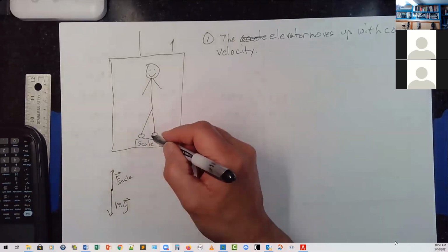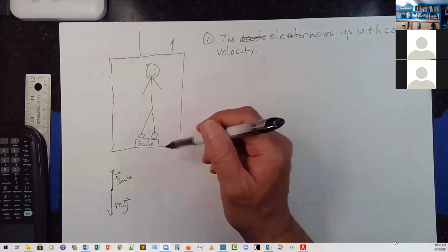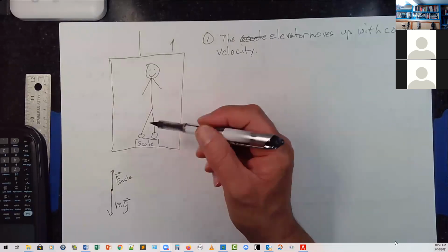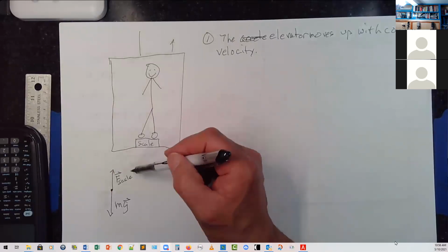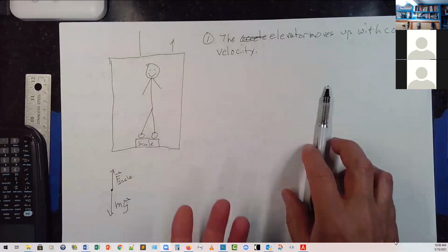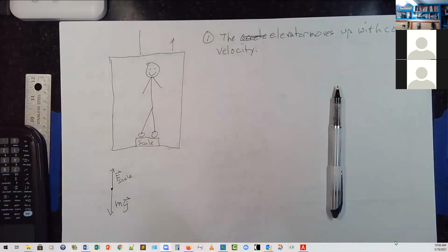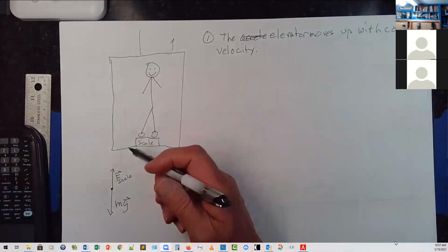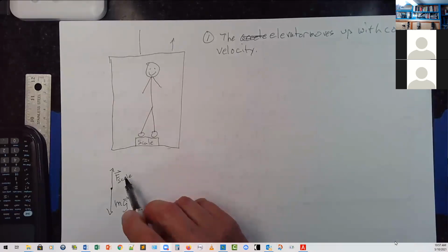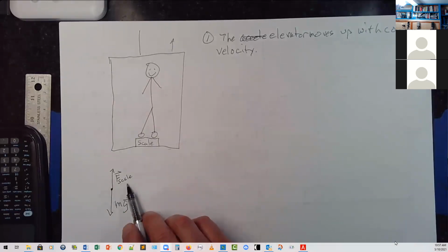Okay, they're standing on the scale. They are not standing on the floor of the elevator. This force is an electromagnetic force. It's the repulsion between the atoms in the bottom of their shoes and the atoms in the top of the scale. And when you stand on the floor, the force you feel is due to the repulsion between the atoms in the bottom of your shoes and the atoms in the top of the floor. This ends up being what you perceive as weight.